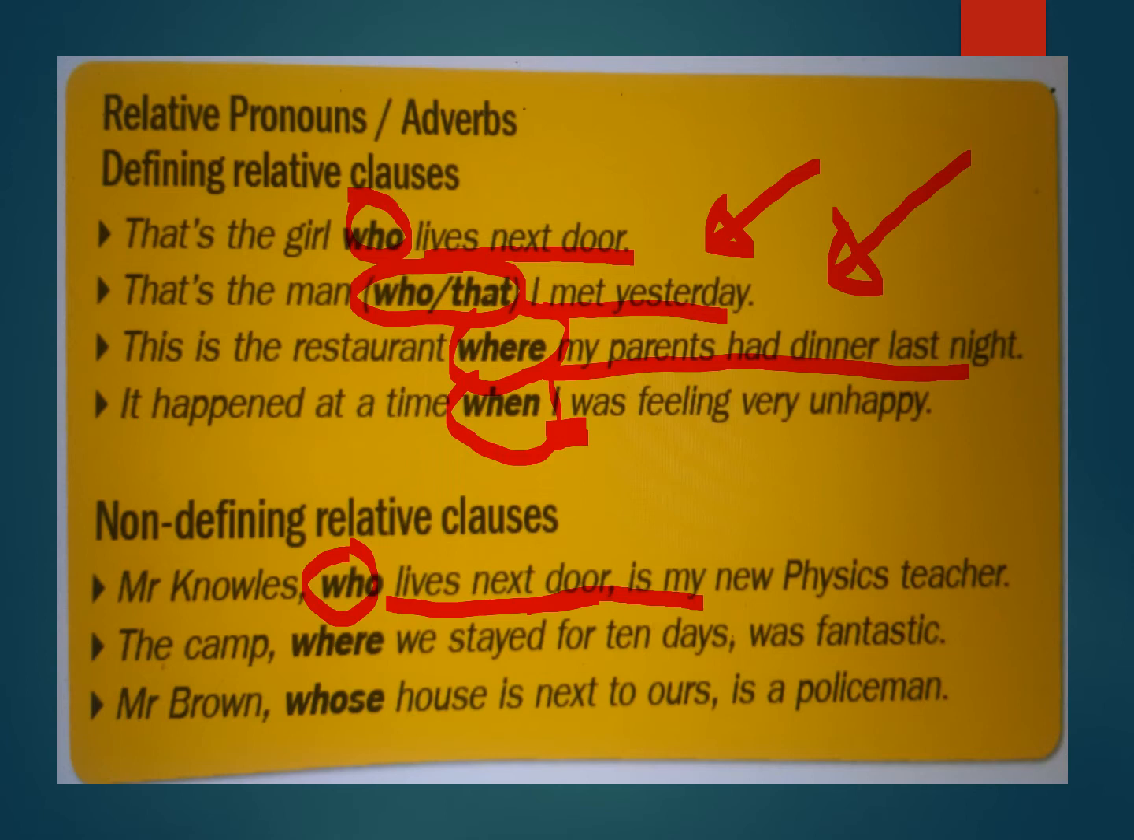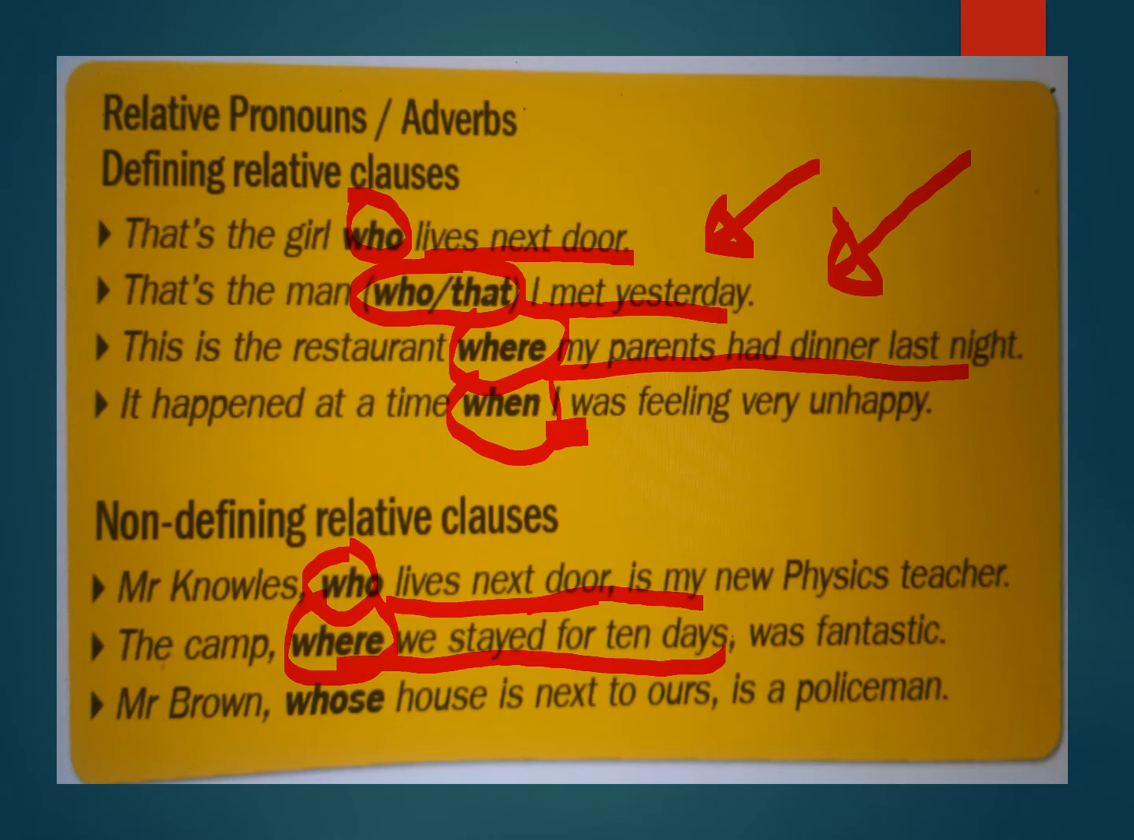Let's move to another one. We have two other examples. Who can read the second example? Zaid? The camp where we stayed for 10 days was fantastic. Very good. Okay, what is the relative pronoun? Not the relative clause, the relative pronoun. Abdurrahman? Where? Very good. And what is the relative clause? Omar? Where we stayed for 10 days. Very good.